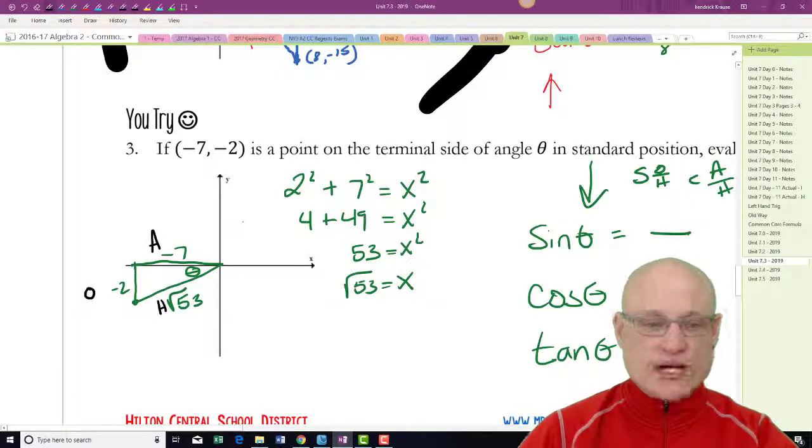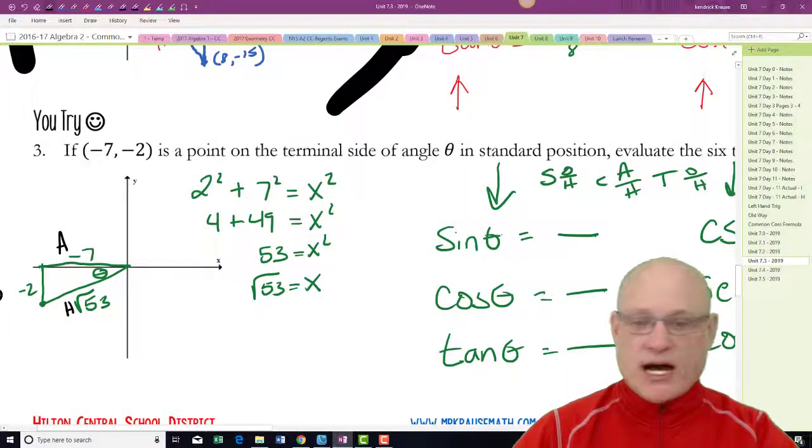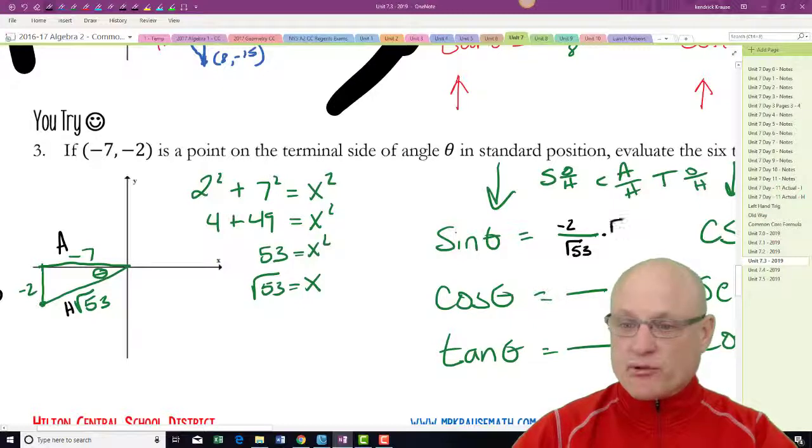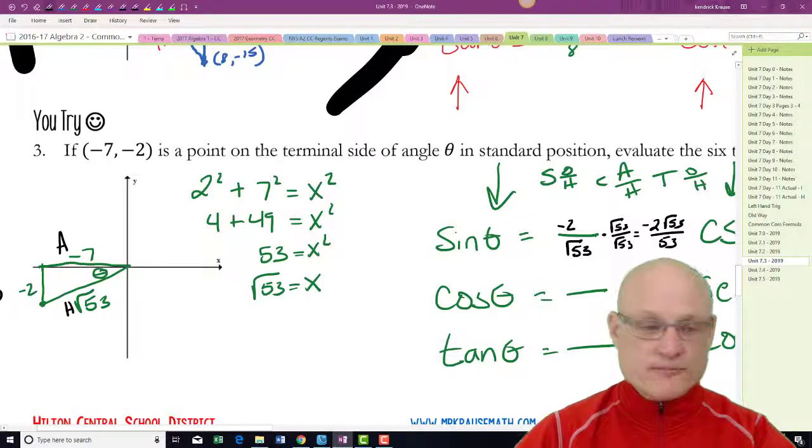All right. So sine is opposite over hypotenuse, so that's -2 over the square root of 53. Crap. Got to multiply by the square root of 53 over the square root of 53. The good thing is 53 is prime, so we're not going to really do much with it. So it's equal to -2 square roots of 53 over 53.